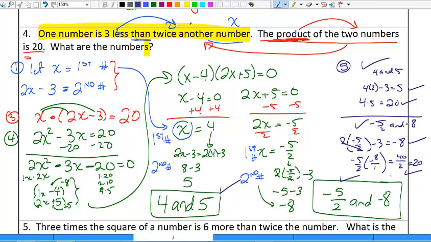I was able to check. Notice I checked with my words and not with my equation. I actually find it easier to check with the words, and it's more thorough.